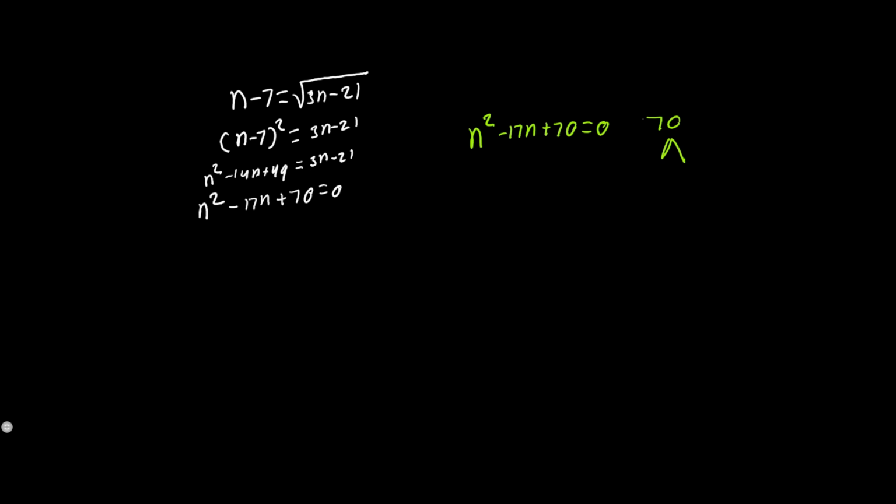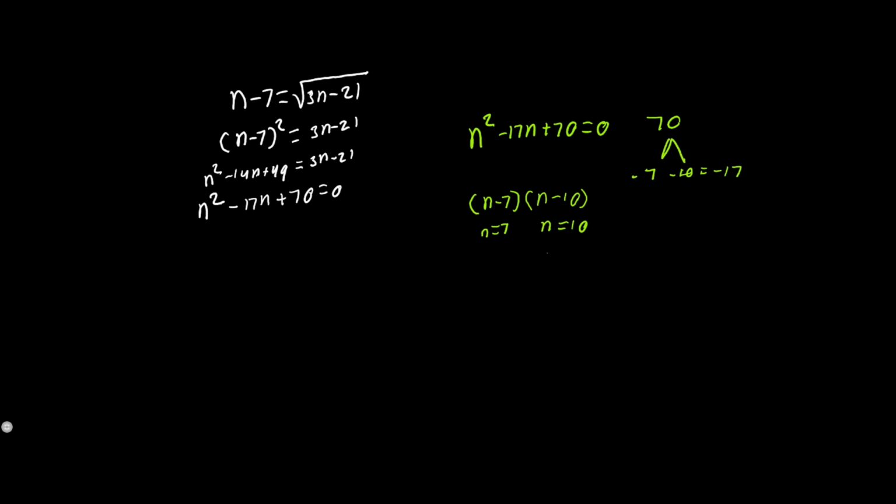So let's look at the possible factors of 70. We have 7 and 10. Those are the only values that could add up to negative 17 if they were both negative. Negative 7 times negative 10 is equal to 70, but also adds up to negative 17. So we end up getting (n − 7)(n − 10). So here we can now solve for n, giving us n is equal to 7 and n is equal to 10.